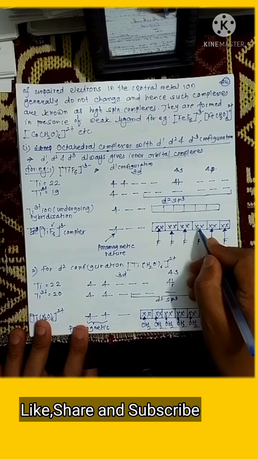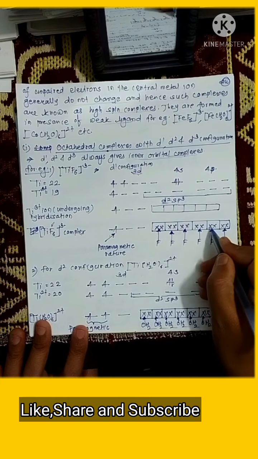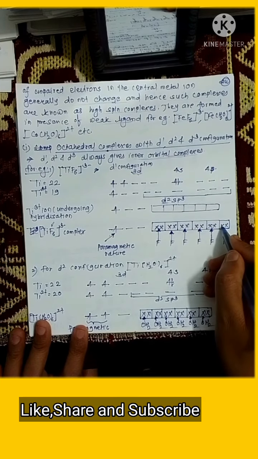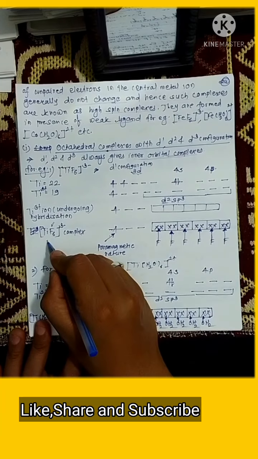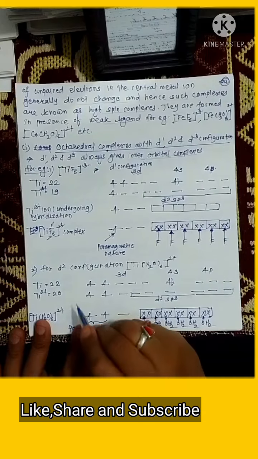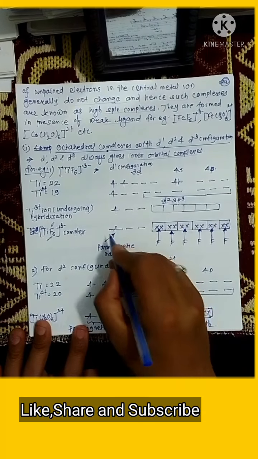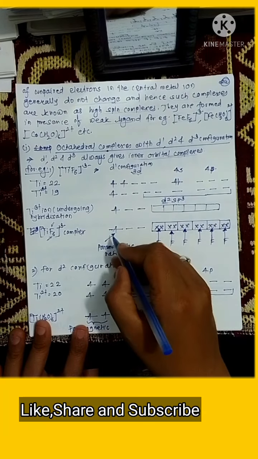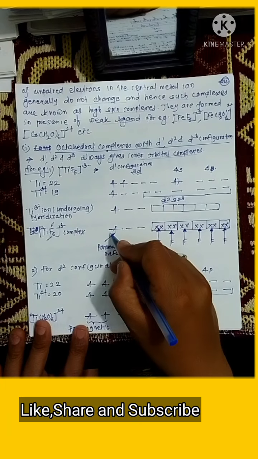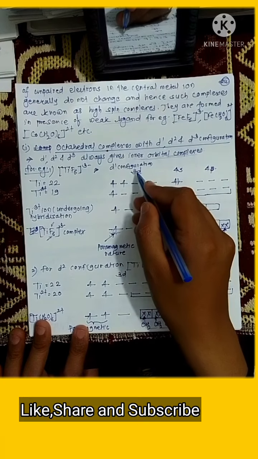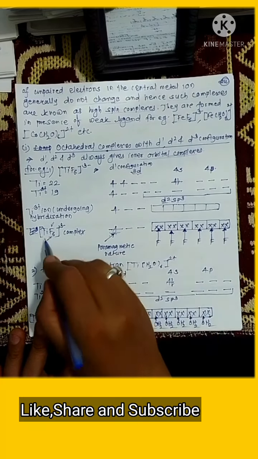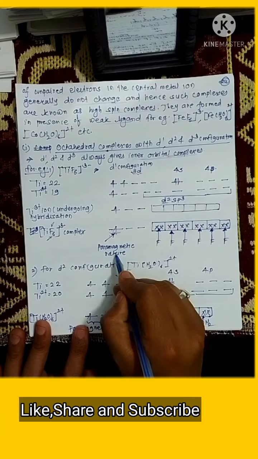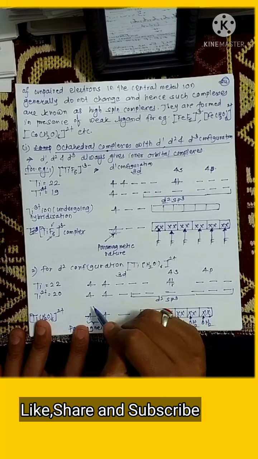So basically, TiF6 is an octahedral complex because the coordination number is 6. Now it is important that in this electronic configuration we clearly see that there is one unpaired electron present in the 3d orbital. It simply means that TiF6 3- is weakly paramagnetic in nature.